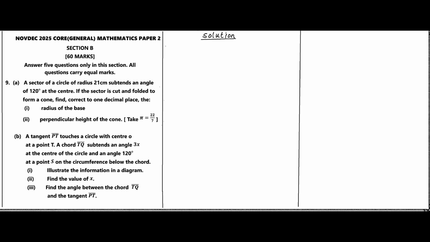So question 9b. Tangent PT touches a circle with center O at a point T. Let's represent this. We have a circle with center O. Now, there is a tangent. Then this tangent touches the circle at a point T.